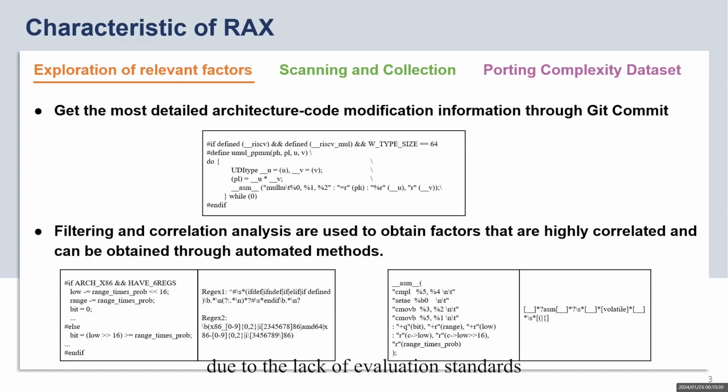First of all, due to the lack of evaluation standards for architecture portability, our tool collects commit information from Git version tools. Researchers with experience in porting and auxiliary tools extract detailed information about architecture code modifications and summarize them by type. Finally, we select the most relevant factors as part of our tool, such as conditional compilation and architecture macros, assembly code, and built-in functions.